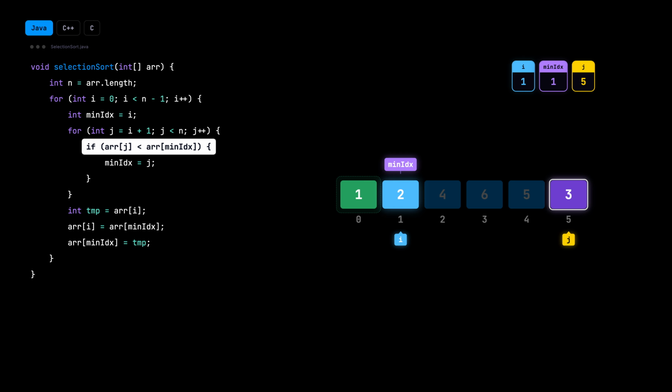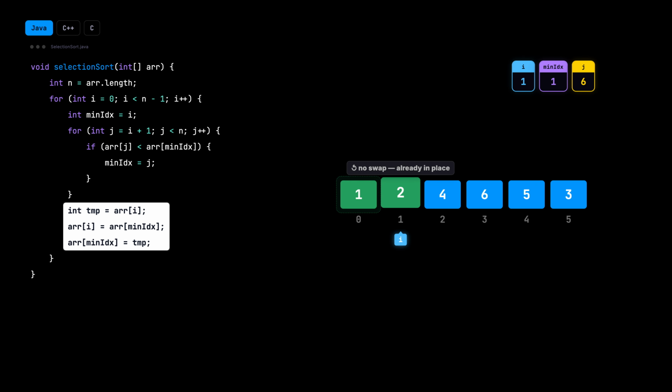2 was the minimum from the start. min_idx still equals i, so the swap does nothing. 2 is already in the right place. The code still runs the swap. It just swaps a cell with itself.